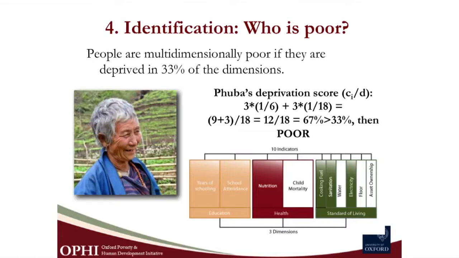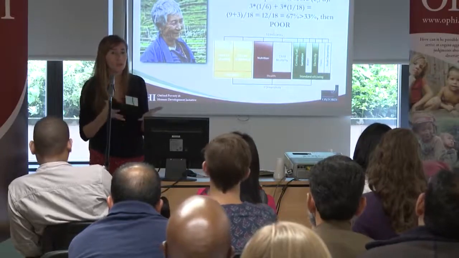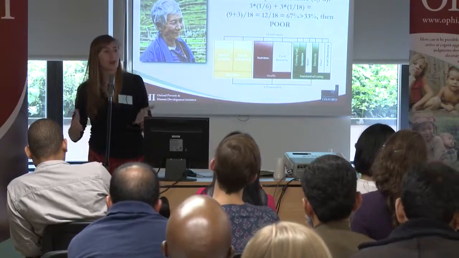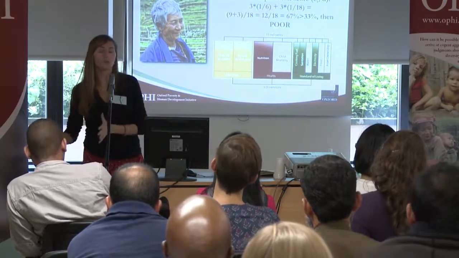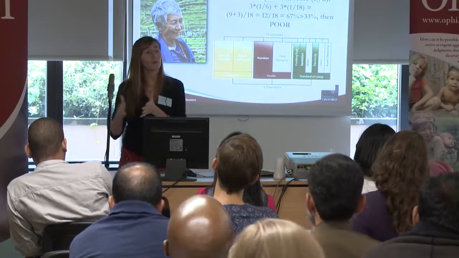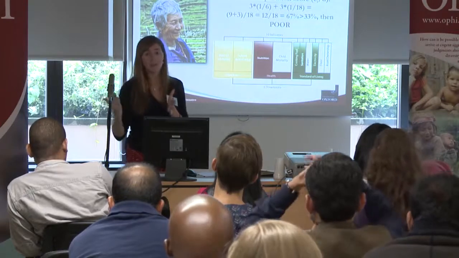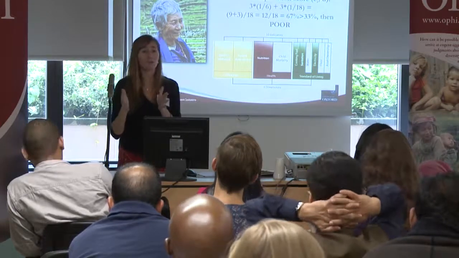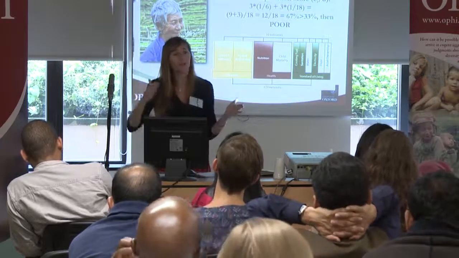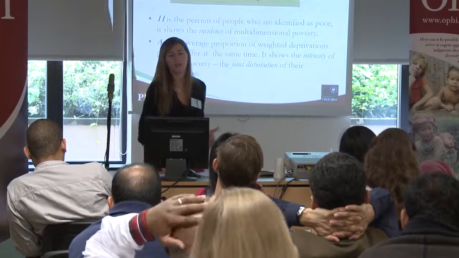Now, again, if a person was only deprived in years of schooling, she would be deprived only in 1/6, almost 17%. So then she would be identified as non-multidimensionally poor, non-poor. Okay? So this is how we identify. The first step was to identify whether they were deprived or not in each indicator, and then to see whether they are multidimensionally poor if they are deprived in 33% or more of the weighted indicators.